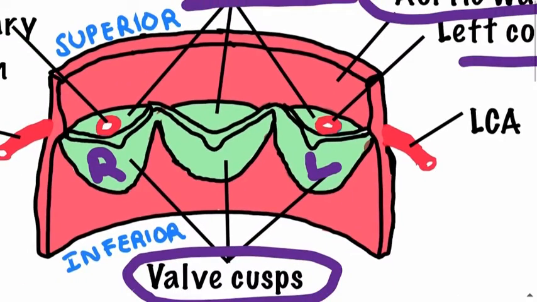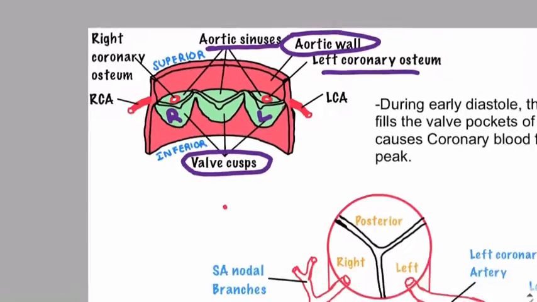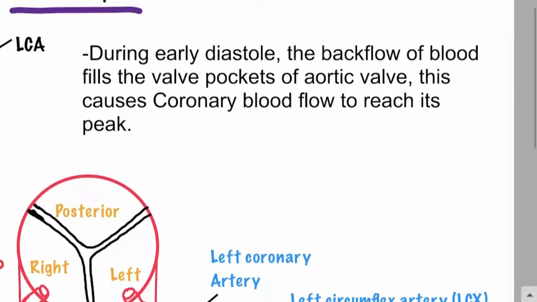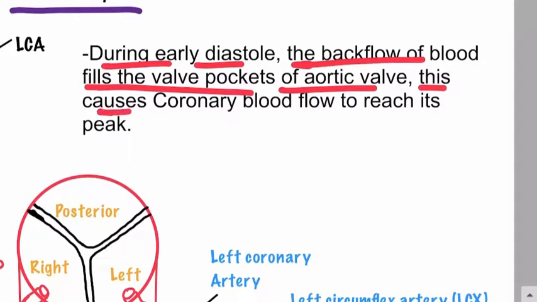So guys, always remember that during early diastole, there is backflow of the blood which fills the valve pockets or valve cusps, and this causes the blood to rush into the coronary arteries. So the coronary blood flow is at the peak in early diastole. We can read in the text, during early diastole, the backflow of the blood fills the valve pockets of the aortic valve. This causes coronary blood flow to reach its peak.